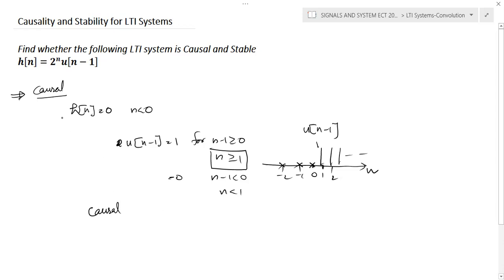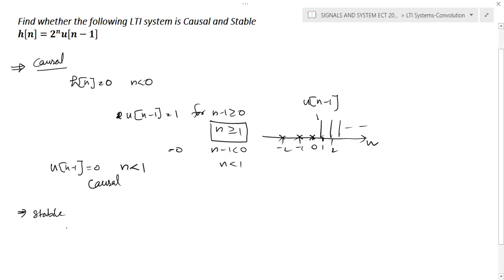because here the response u of n minus 1 is equal to 0 for n less than 1. So we can conclude that the given system is causal. Now we need to verify the stability condition, stable or not. For that we can use the condition, that is whether the given system is absolutely summable or not. So this is a condition we need to verify to check the stability.